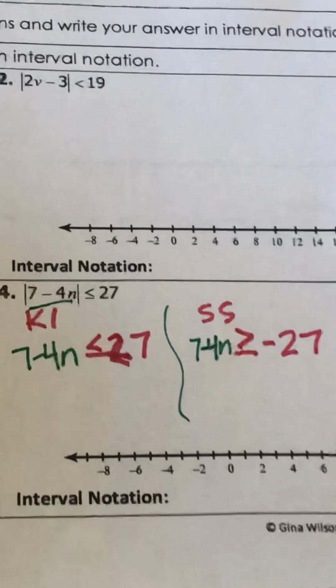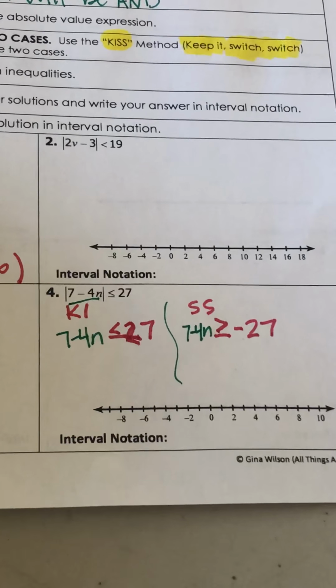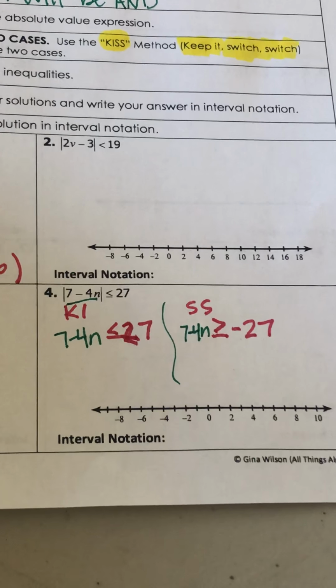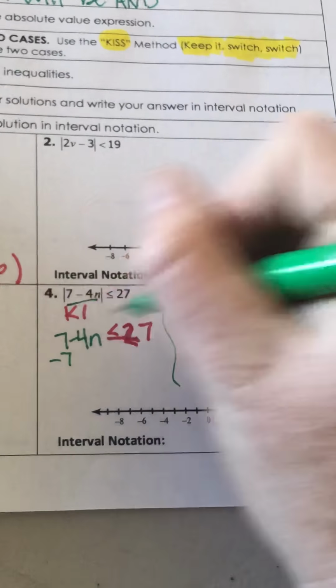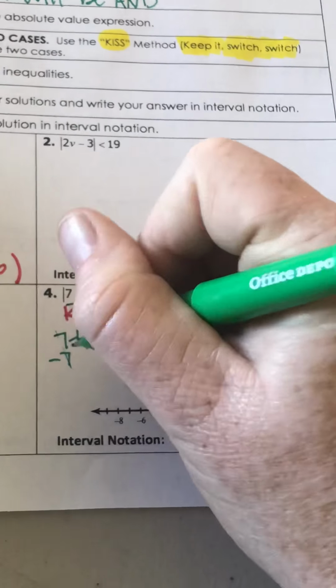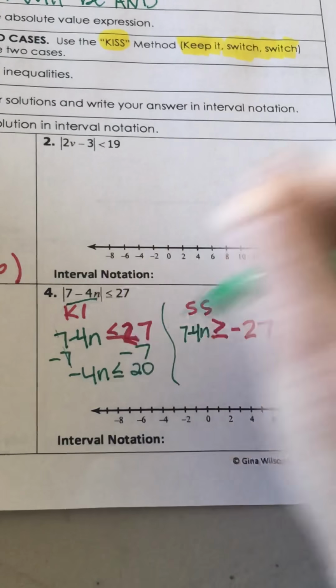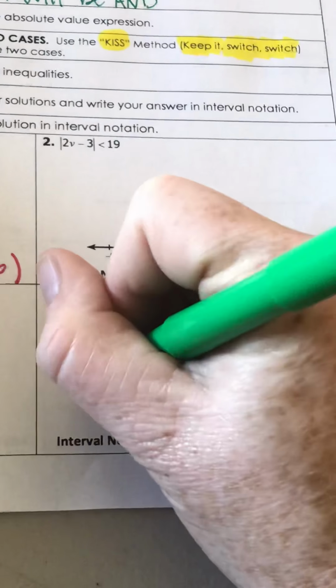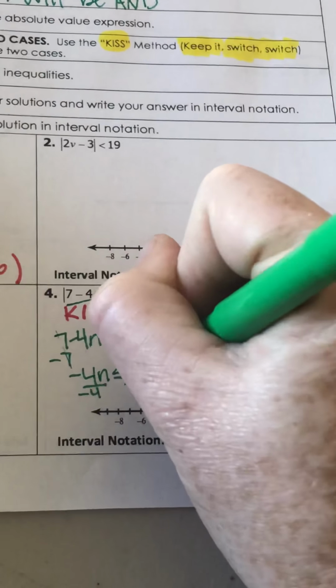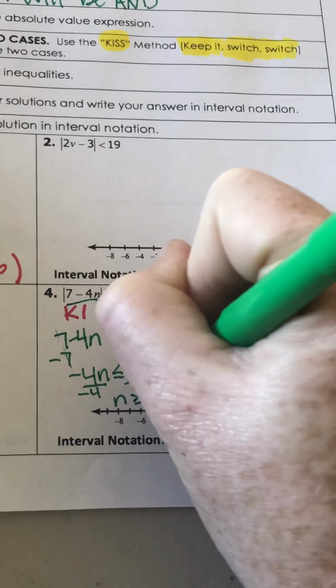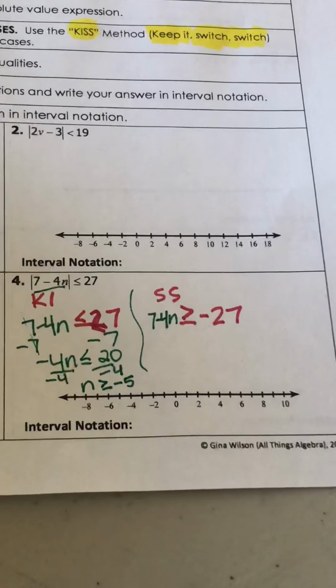Okay, and just like with an absolute value equation, we had 2 solutions, we have 2 solutions for the inequality also. Okay? So solve these. Subtract 7. Negative 4n is less than or equal to 20. Divide by negative 4. And n becomes greater than or equal to negative 5. Okay, make sure you switch the sign.